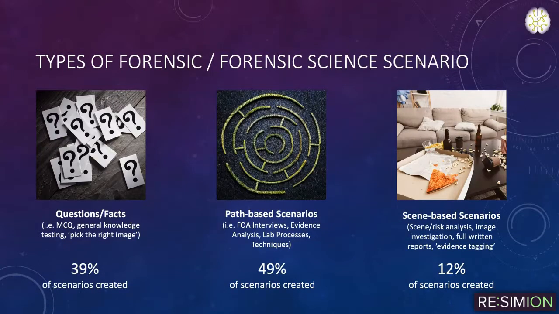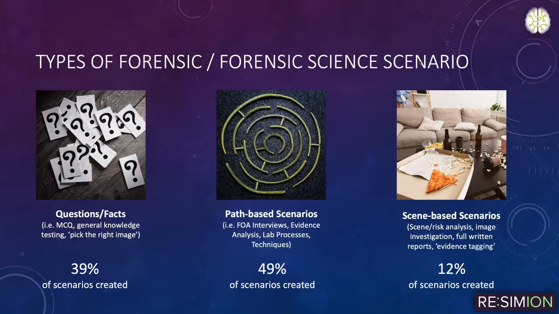So what type of forensic scenarios do we actually run? They break down into 3 different parts. The scenarios are created by lecturers, by trainers, by forces, by others across the world, and they fall into 3 main categories. The first is questions and facts, as we call them. So they're things like multiple choice questions, general knowledge, testing, pick the right image, for example.